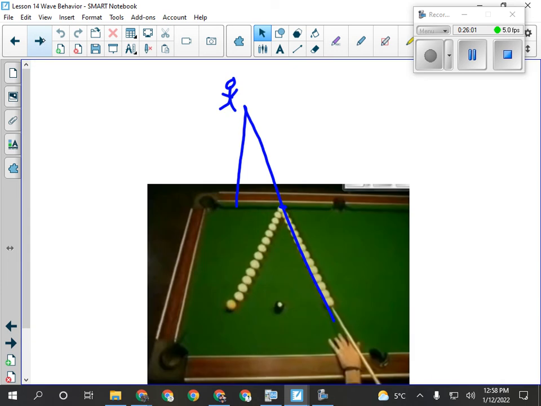Now, how many people have played pool before? How many of you can consistently hit a bank shot? Not everyone's quite as confident on that, right? There is a trick to this. To hitting a bank shot consistently every time, there's just a small trick.